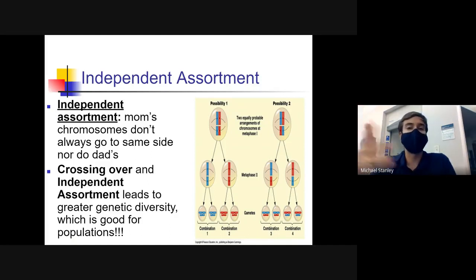Besides identical twins, no two people on Earth look exactly alike, right? It's all because of the different combinations of genes that they inherited from their mom and dad, and crossing over and independent assortment. So switching a little bit of DNA between the mom's genes and the dad's genes, and making it so that the chromosomes will line up in different ways each time, leads to having a huge amount of genetic diversity in our gametes.